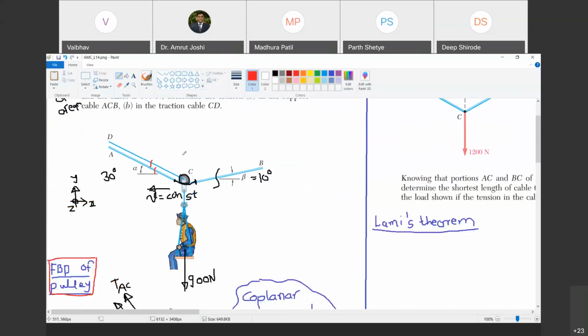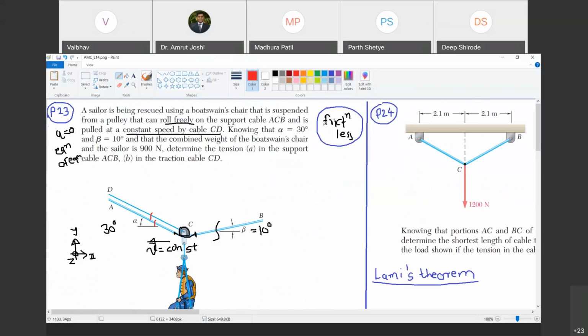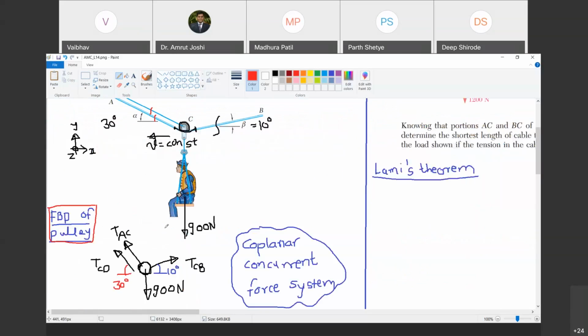So then I told you that we will consider only this much part of the string. I have already said that the pulley is frictionless. It is given in the problem that the pulley can roll over freely. That means it is frictionless. Do you agree with me? Yes, sir. If it is frictionless, we have already learned that the tensions in the two parts are going to be equal. So, as the pulley is frictionless, we have TAC equal to TCB. Do you agree with me?